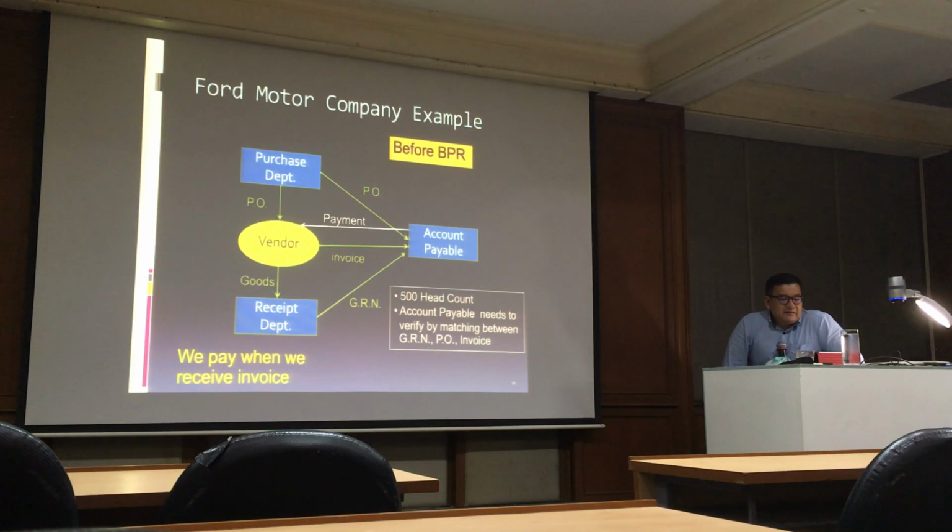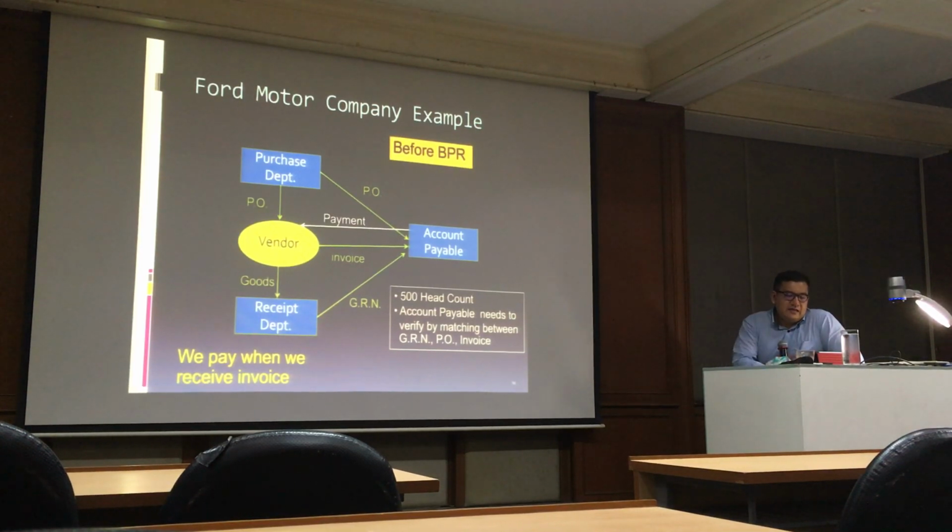And the receiving department, once they had received the goods from the vendors, sent the goods receiving note to accounts payable. So in this as-is process, we call it we pay when we receive the invoice, because accounts payable has to reconcile three documents: PO, invoice, and goods receiving note. If all are matched, they pay the money to the vendors. So in this one they were using just headcount, funded headcount, and it's just not effective.